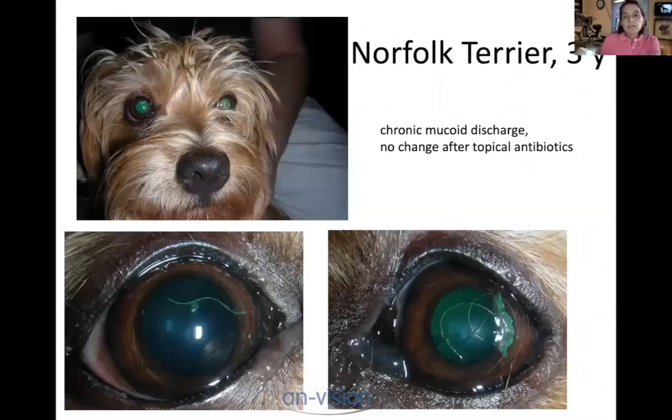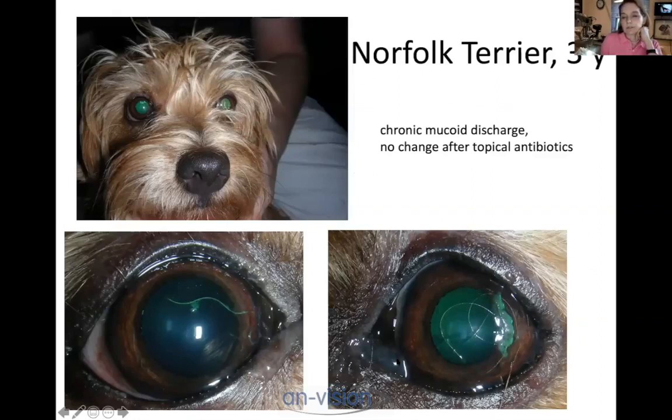This is another interesting case that had chronic mucoid discharge, and there were topical antibiotics applied and combinations of steroids and antibiotics, and there was no change. And she was only 3 years old when she came to us first. And this is the presentation, and she had hairs just sitting there, and you can tell that either the blink reflex is not intact in those cases if you have this presentation, or the tear film layer is deficient.